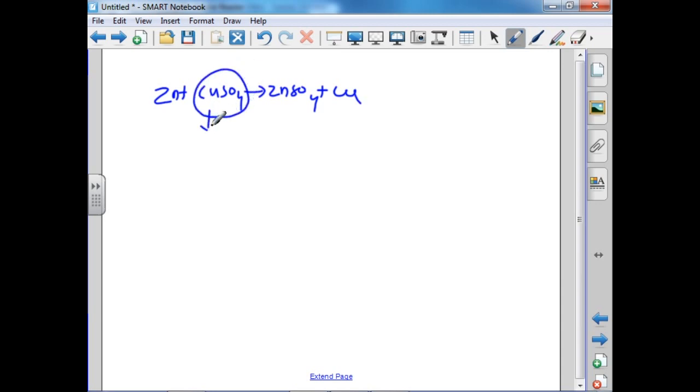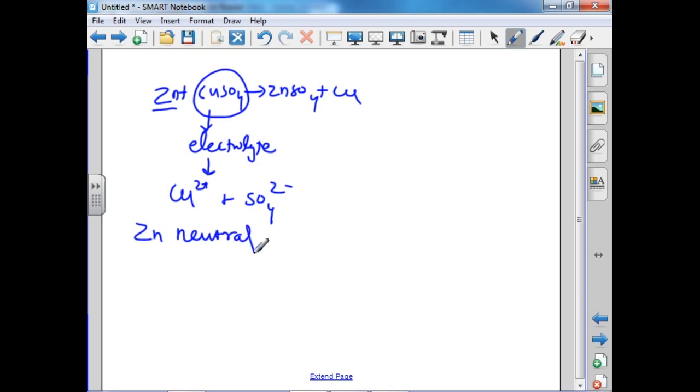Copper sulfate is an electrolyte. Electrolyte is nothing but the salt of copper sulfate dissolved in some quantity of water. The electrolyte is dissociated into Cu2+ and SO4 2-. But zinc is neutral. The zinc loses electrons. This is the property of zinc.